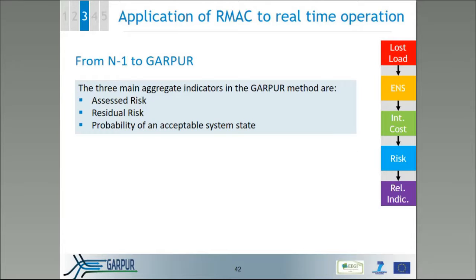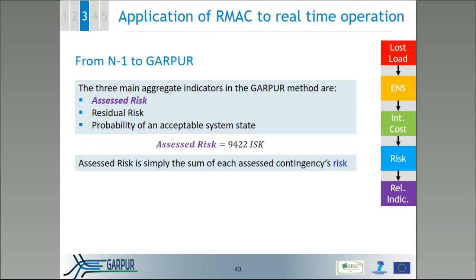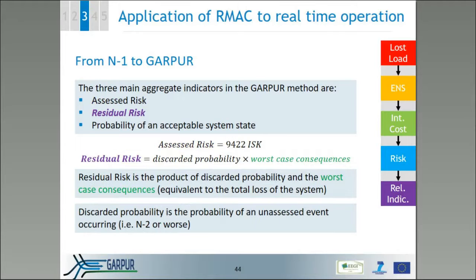Finally, we need to aggregate these risk measures into the aggregate measures discussed by Louis. So the assessed risk is simply a summation of the risks of the individual contingencies. So in this case, it's around 9,000 krona, which is roughly equivalent to 70 euros.